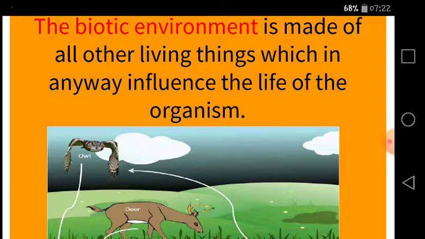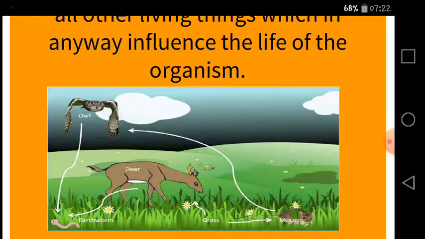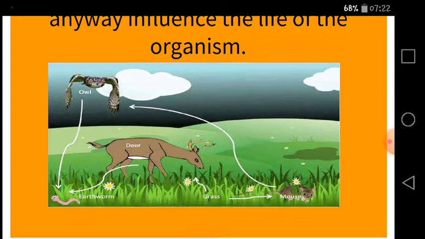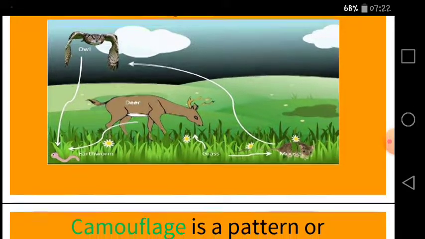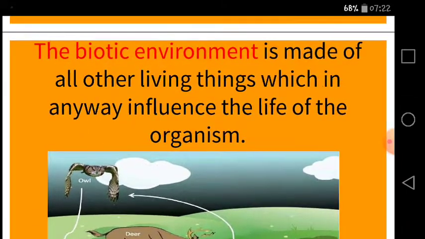Dear student, the most common of these interactions involves food. You can see from this diagram, the deer is eating the grass. The earthworms are also present, and they play a very important role because all these organisms are interacting with each other, and all the living things make the biotic environment.